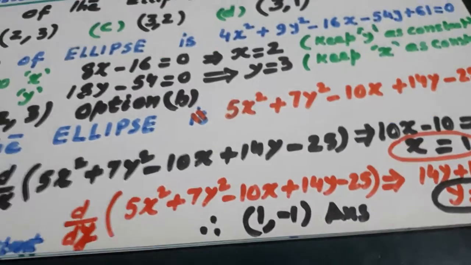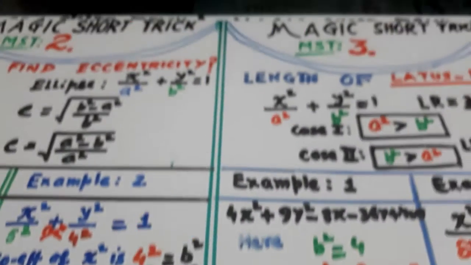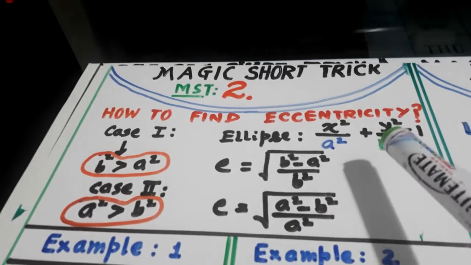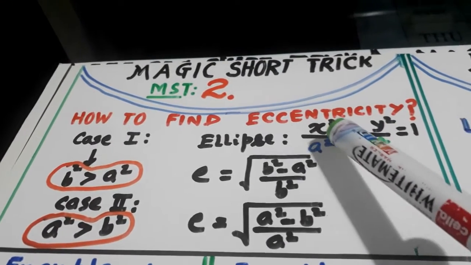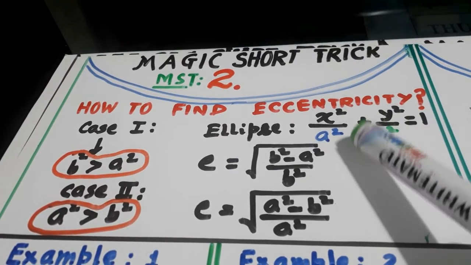Now, they are so simple. Now, let us go to MST number 2. How to find eccentricity? Case 1. X square over a square plus y square over b square is equal to 1. This is the equation of ellipse.